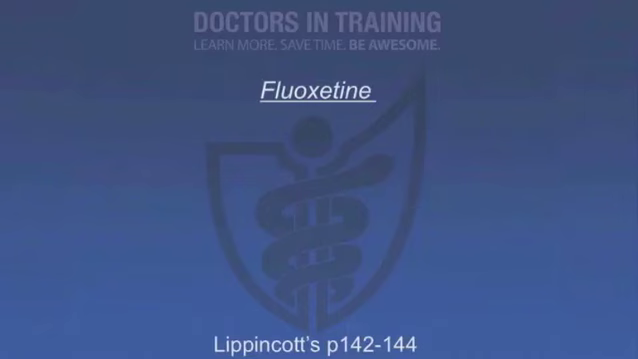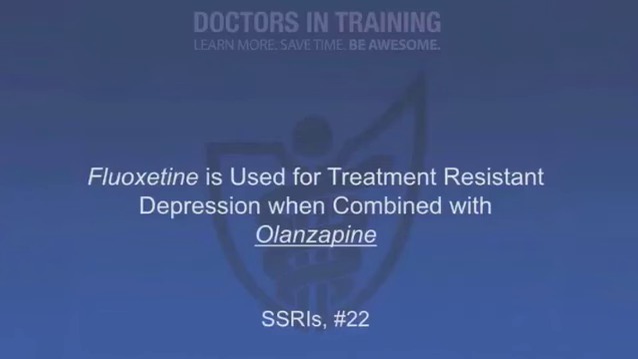Fluoxetine has a much longer half-life than the other SSRIs. It's about 50 hours. It's available as a sustained preparation, allowing once-weekly dosing, and it also has an active metabolite, which has a half-life of about 10 days. Fluoxetine is FDA approved for major depressive disorder, obsessive compulsive disorder, bulimia nervosa, and panic disorder. It is also used in treatment-resistant depression when combined with the atypical antipsychotic olanzapine.